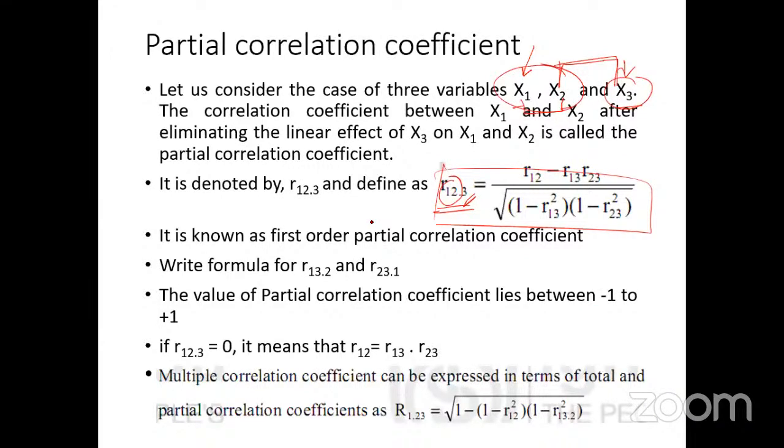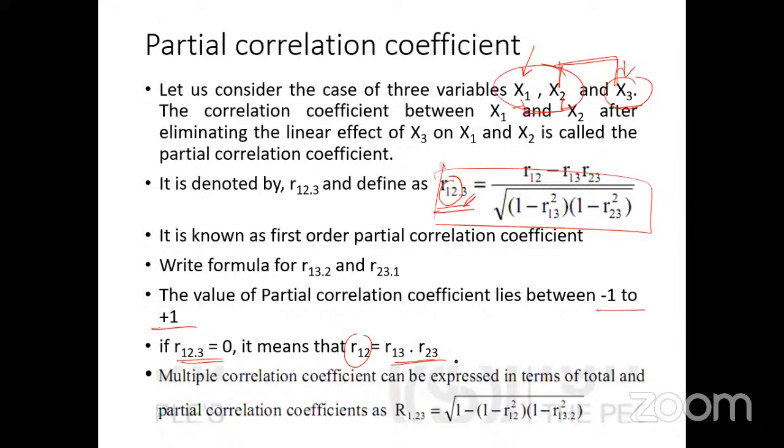In the partial correlation coefficient also, we have to consider that it ranges between -1 and +1, similar to the simple correlation coefficient. One more thing to keep in mind: if your correlation coefficient is 0, that means the correlation between the first and second variables is equal to the product of the correlation between the first and third variables and the correlation between the second and third variables. So this is called the partial correlation coefficient.